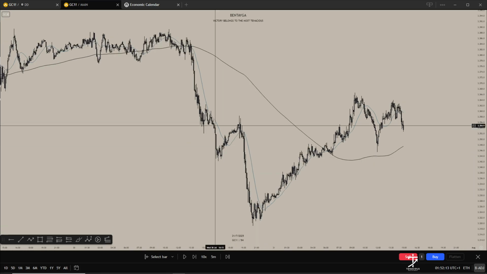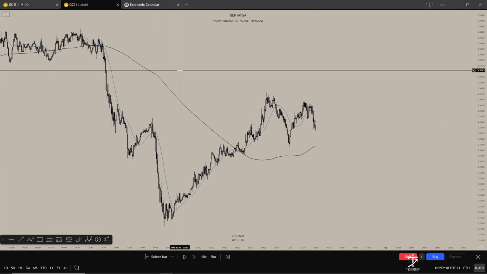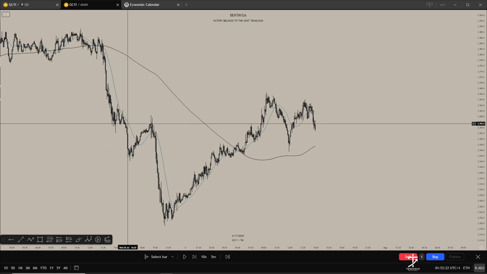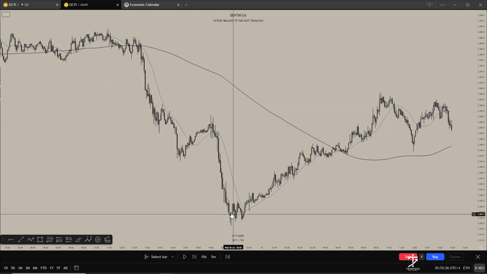Just gonna briefly go over gold, and NQ is trade of the week, so I'm not gonna share that here. I'd rather do it for trade of the week. So if we look at our time frame, we're on the 5 minute chart.